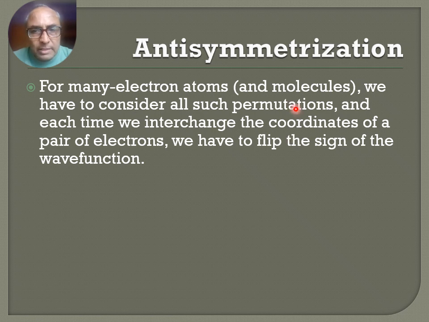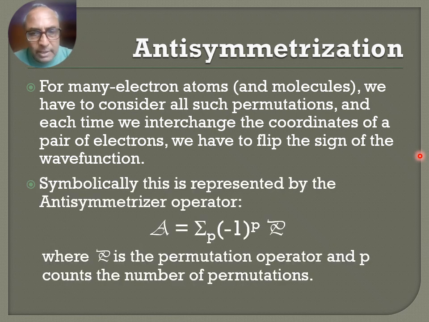For many electron atoms and molecules, we have to consider all such permutations of all pairs of electrons, and each time we interchange the coordinates of a pair of electrons, we have to flip the sign of the wave function. Symbolically, this is represented by the antisymmetrization operator A equals sigma p minus 1 to the power p, where this p is the permutation operator and the index p counts the number of permutations.